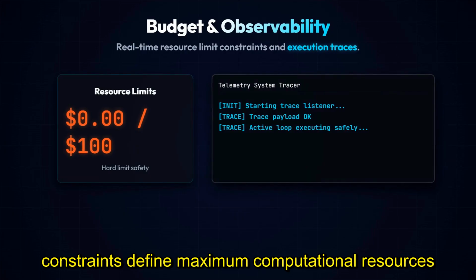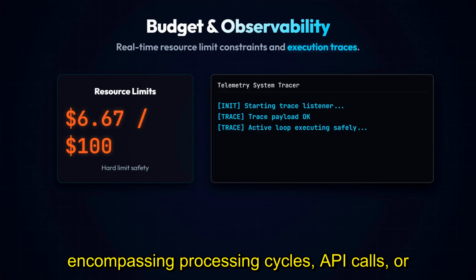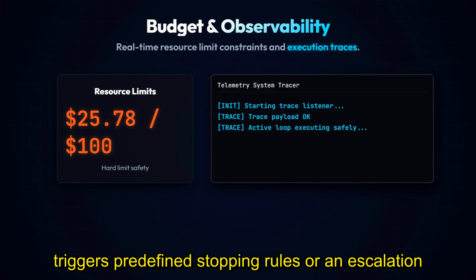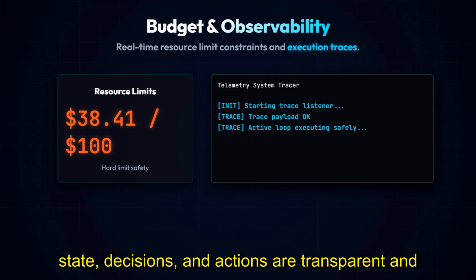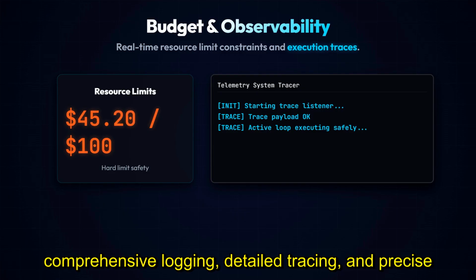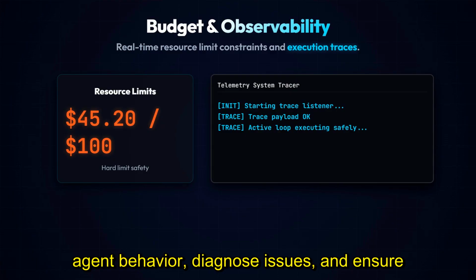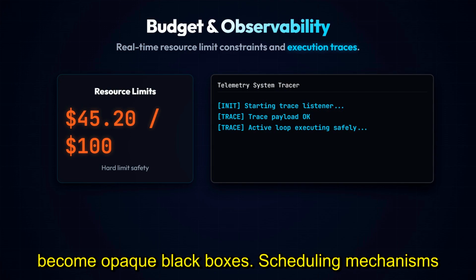Budget constraints define maximum computational resources an agent can ethically and economically consume, encompassing processing cycles, API calls, or explicit monetary limits. Exceeding this budget triggers predefined stopping rules or an escalation path. Observability ensures the agent's internal state, decisions, and actions are transparent and continuously monitorable. This includes comprehensive logging, detailed tracing, and precise metrics collection, allowing engineers to understand agent behavior, diagnose issues, and ensure compliance. Without robust observability, agents become opaque black boxes.